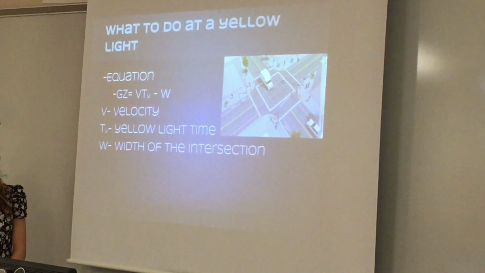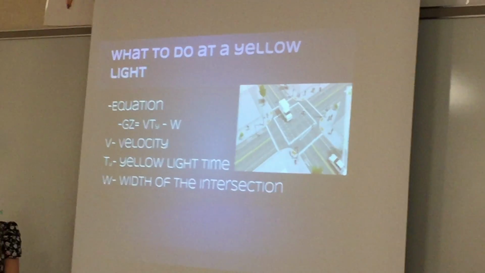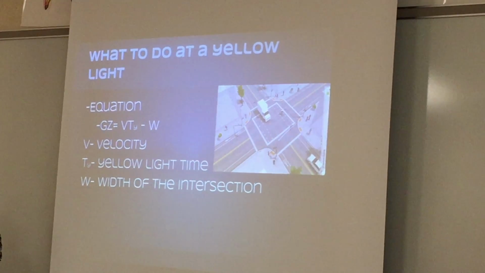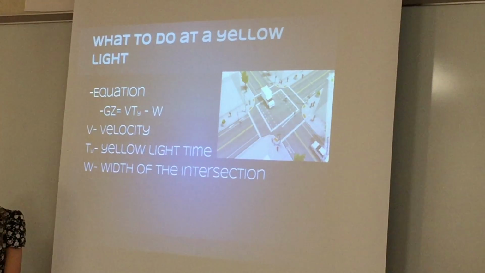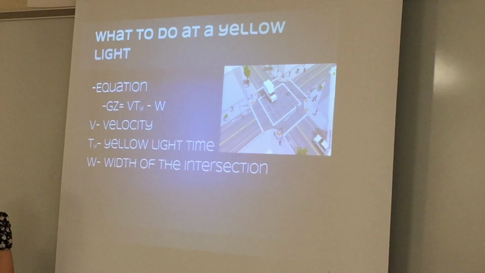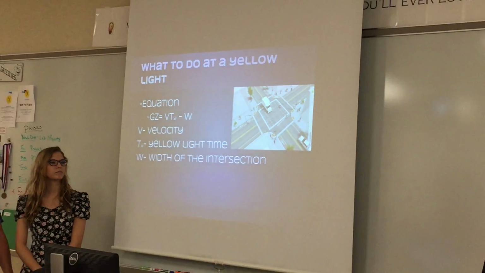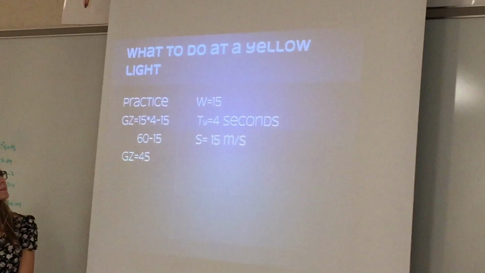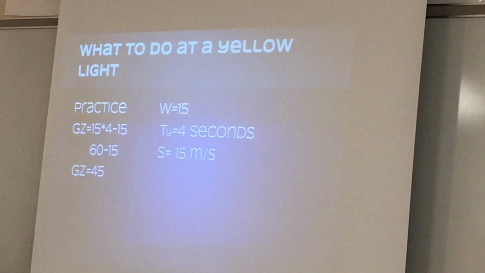This is the equation for the go zone. It's v times ty minus w: the velocity times the yellow light time minus the width of the intersection. And that's just a little practice problem.